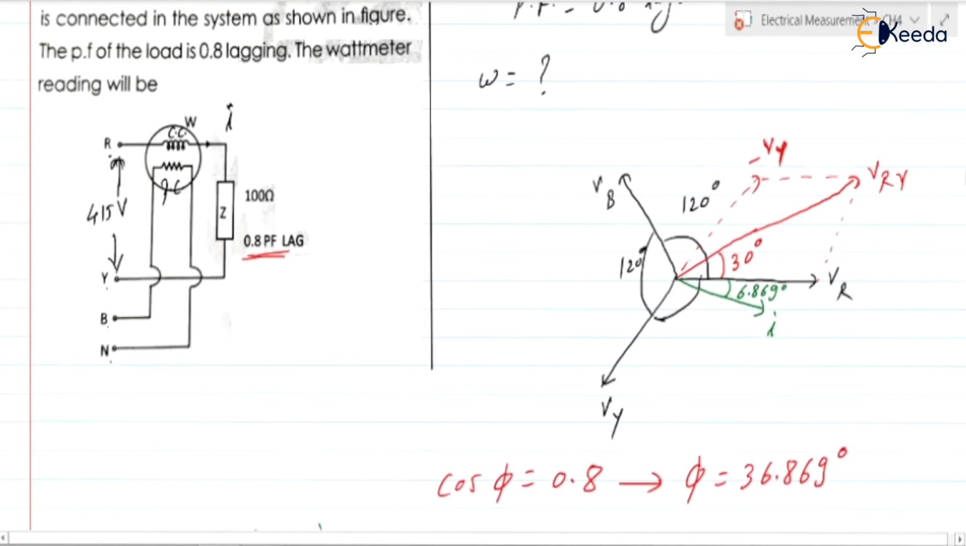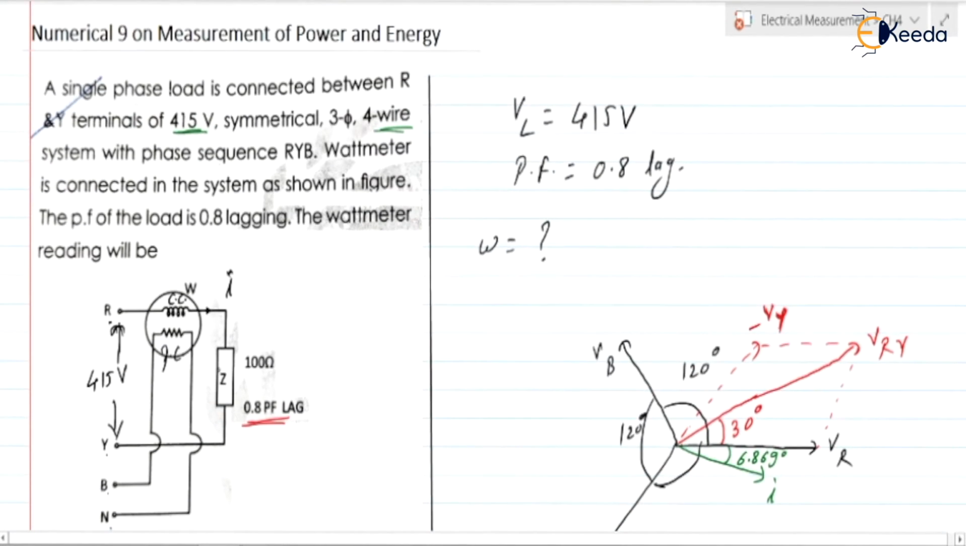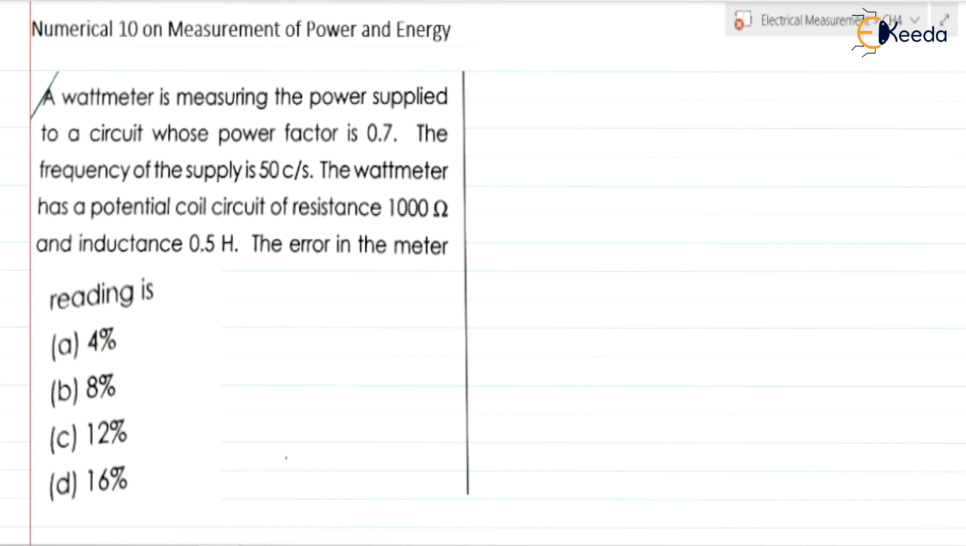You need to understand this phasor diagram, and from that we can answer. This is about numerical number 9. We are going to discuss numerical number 10 on measurement of power and energy. So let us read the numerical.